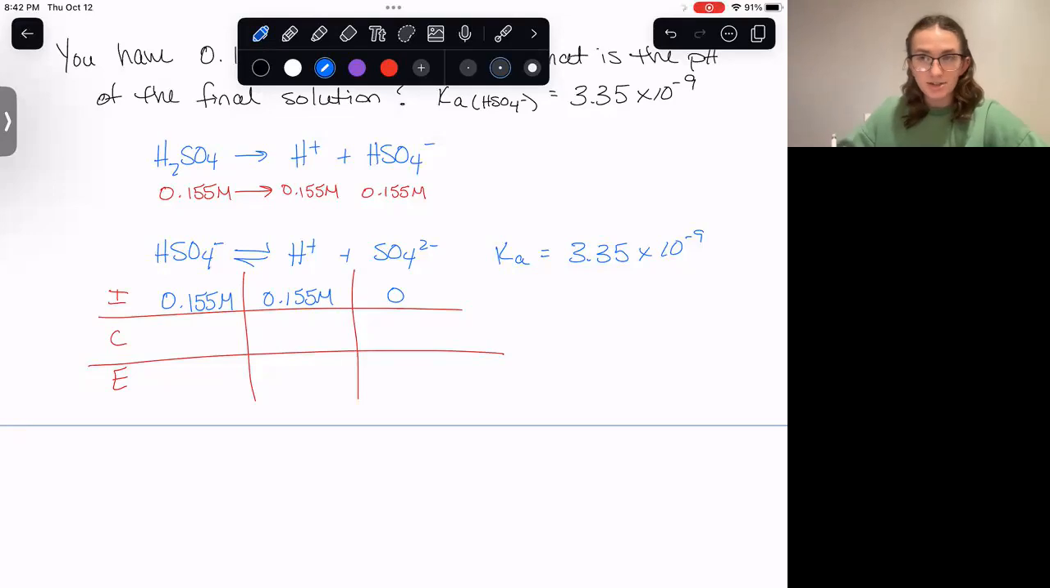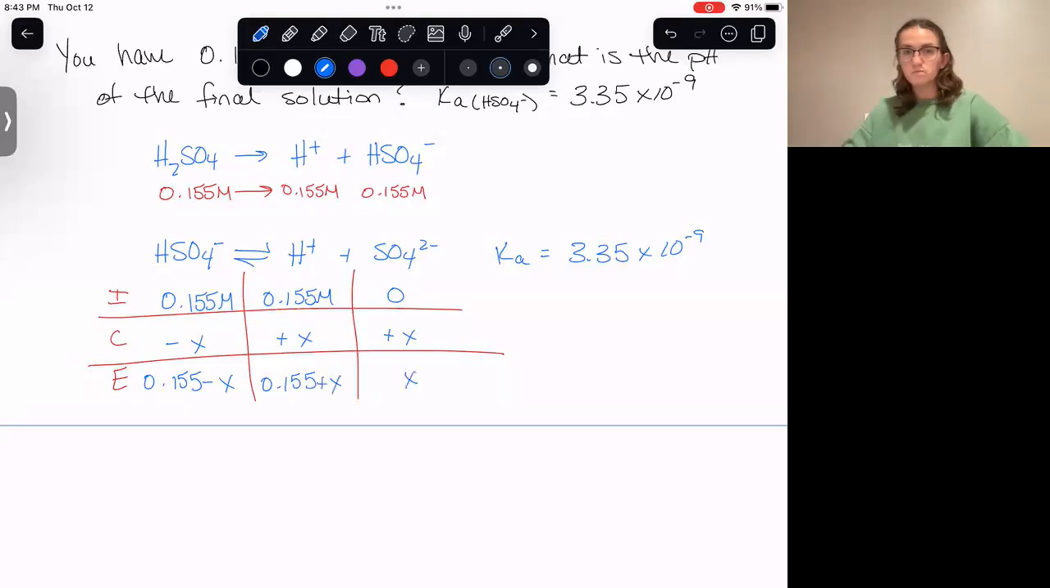So now you can do your changes. We don't have any SO4 2 minus, so we have to form products. If you solved for Q, Q would be equal to 0, which is less than Ka here. So we have to change to form some product, which means we're going to increase our H plus concentration. So at equilibrium, we'll have 0.155 minus X, 0.155 plus X, and X.